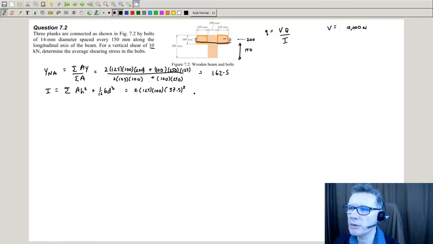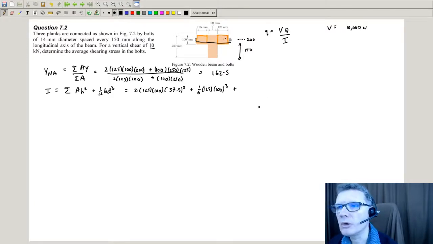Right, now we've got two of these, so 2 divided by 12 will make that 1/6. And their width is 125. Their depth is 100 to the power of 3. So that's done the two sort of squarish sections.